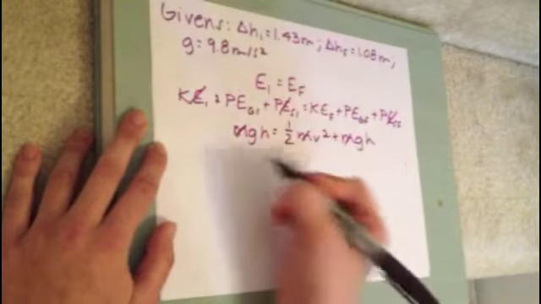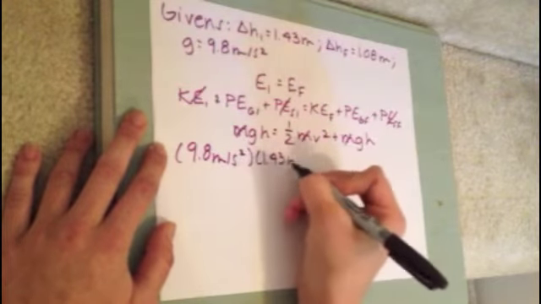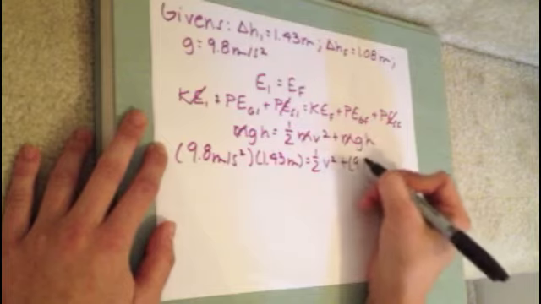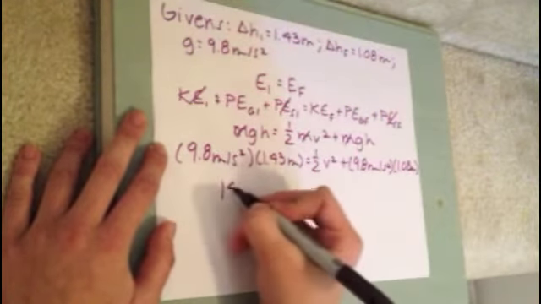Next, plug in the equations for PEGi, KEf, and PEGf. We know because m is in each of the equations, we can cross it out, so mass doesn't matter. Next, plug in all of your givens into the equation.